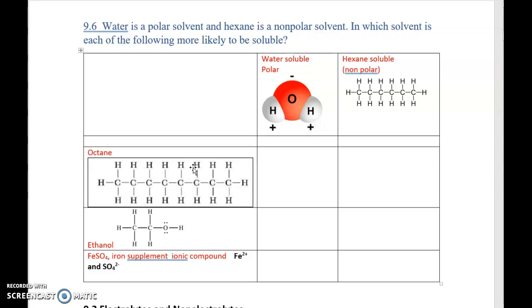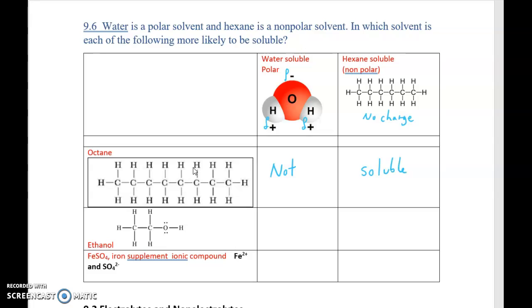So water is a very polar solvent, and hexane here is very nonpolar. So we've got a large separation of charge, and we've got partial charges here and partial charges here, and no charges here. Remember, unlike charges attract. So if we have octane, we would expect it to not be soluble in water, but to be soluble here.